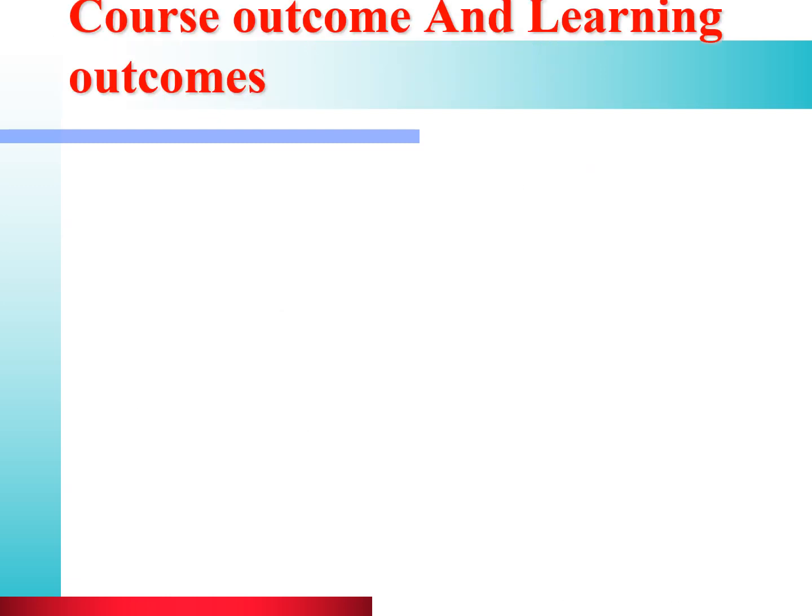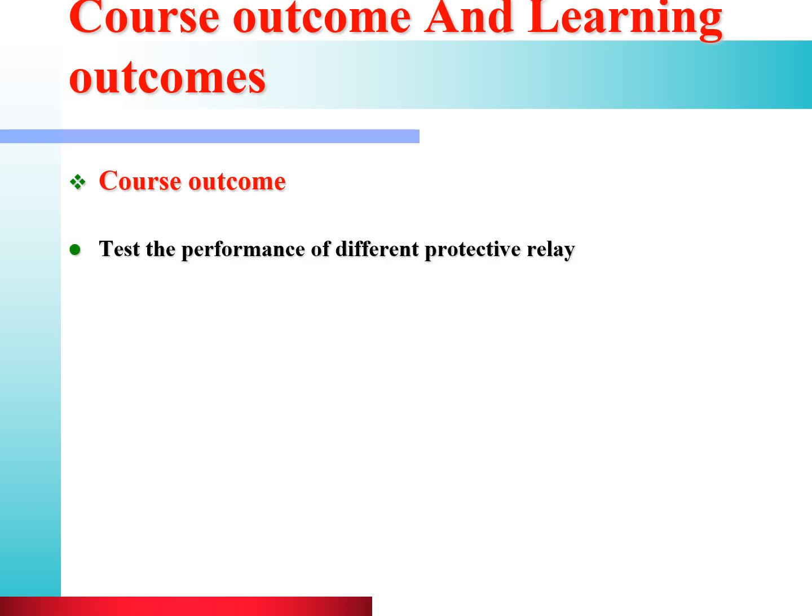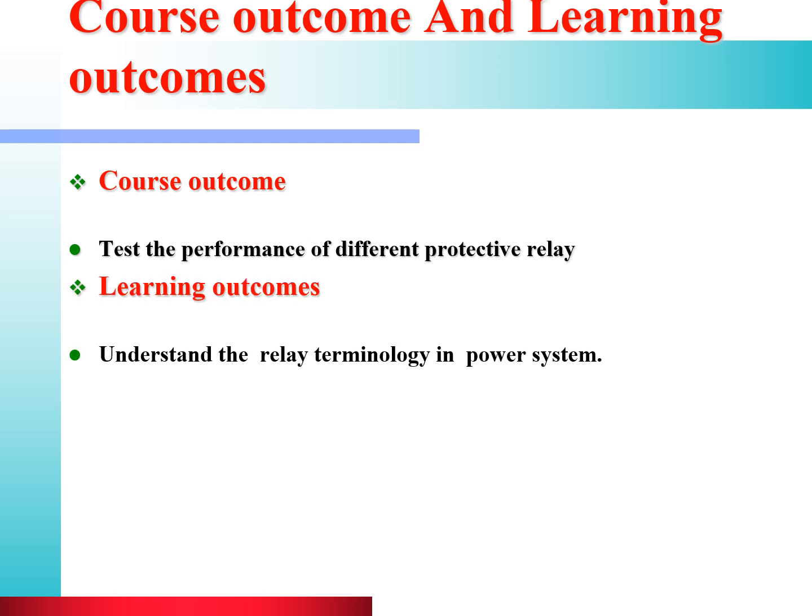The course outcome and the learning outcome. The course outcome of this unit is to test the performance of different protective relays. The learning outcome is to understand the relay terminology in the power system.